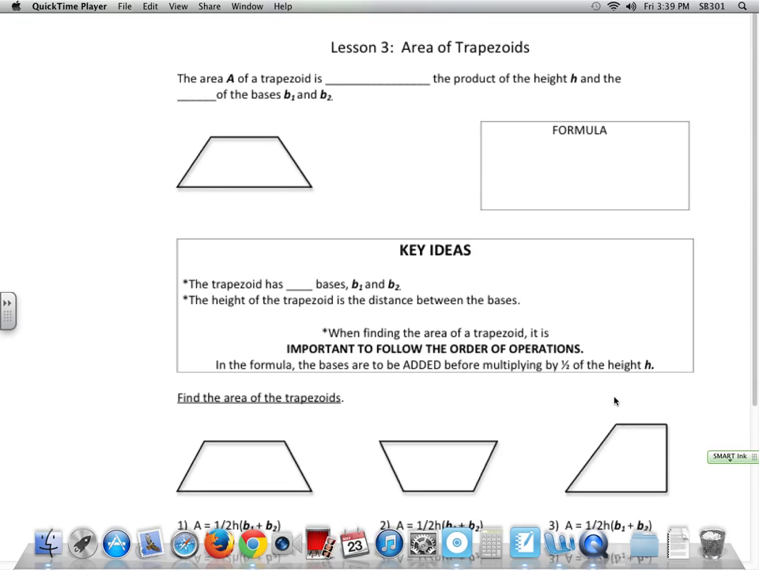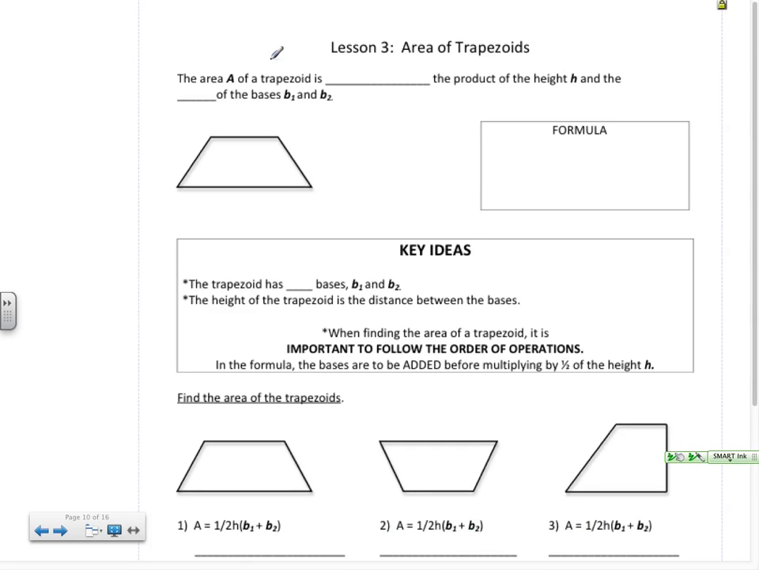We're going to forget what this says up here for the moment, and let's take a look at what a trapezoid is. A trapezoid is a bit different than a parallelogram because it has just one pair of parallel sides. These two are not parallel because eventually, if they kept going, they would intersect. So those aren't parallel. Okay, so let's look at the trapezoid formula.